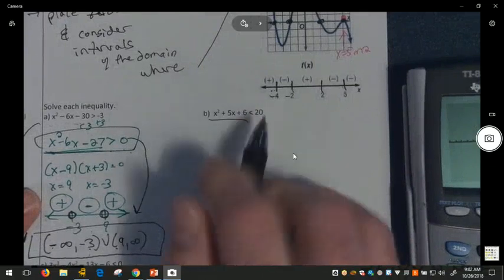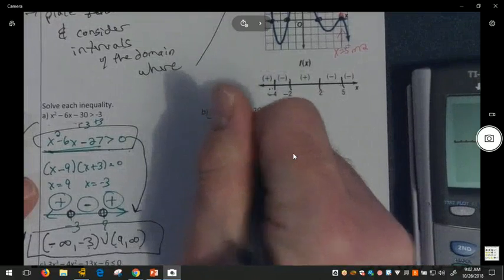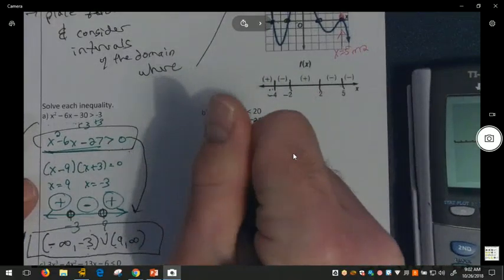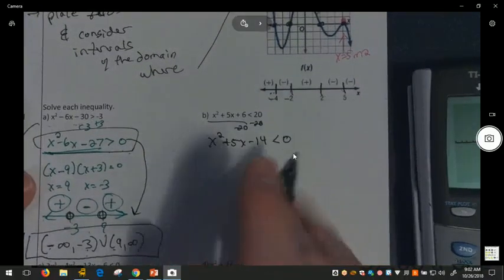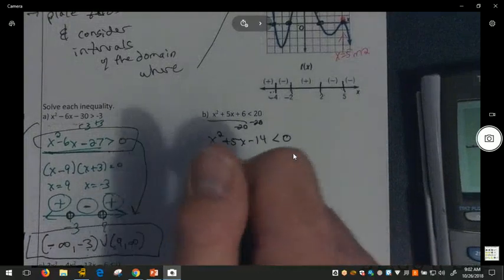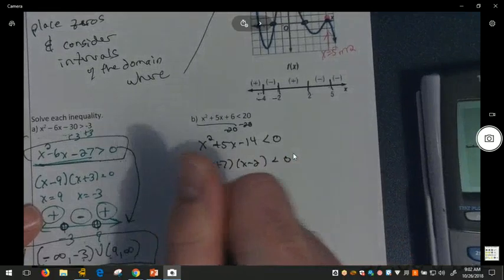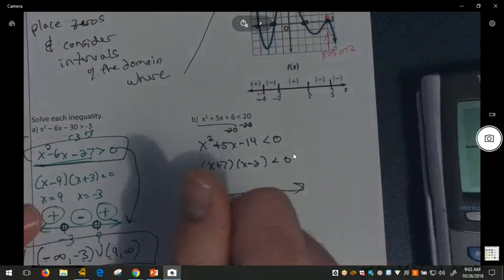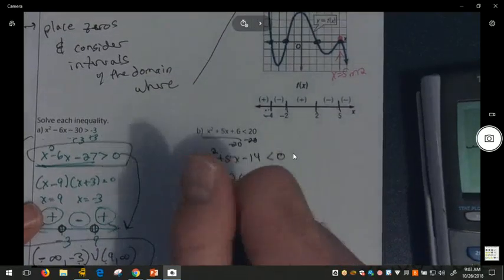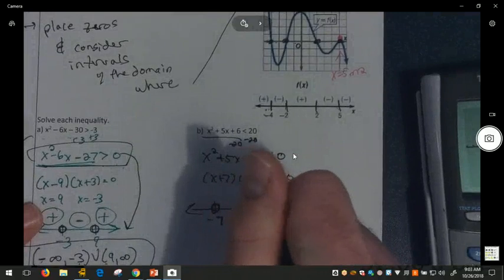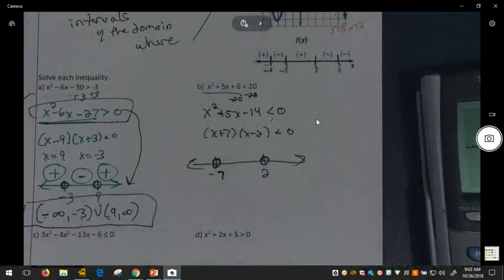They want to know when this function is less than 20. Well, to solve that, I'm going to subtract 20 from both sides to get the function compared to 0. So I have x squared plus 5x minus 14 is less than 0. In factoring this, if I have positive 7 and negative 2, that means my actual zeros that are going to go on my sign chart are negative 7 and positive 2. Because it does not have equality, I'm going to put open circles on my sign chart so that I use parentheses and not brackets when I do my domain intervals.